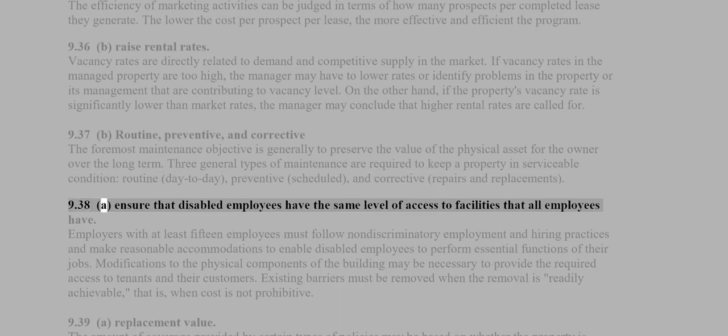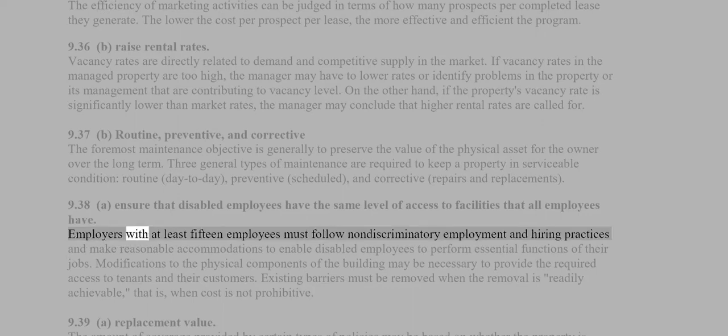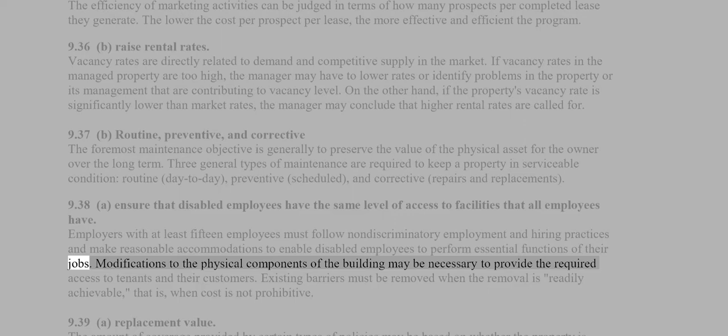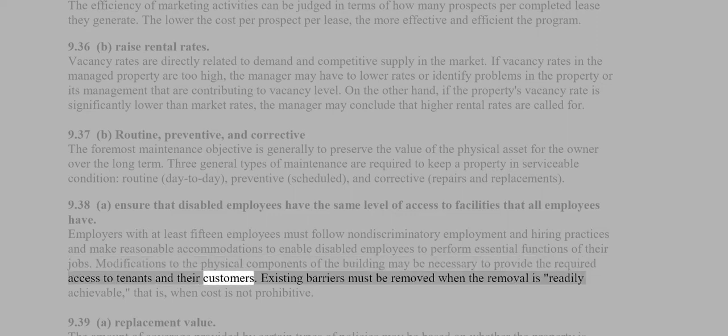9.38 a. Ensure that disabled employees have the same level of access to facilities that all employees have. Employers with at least 15 employees must follow non-discriminatory employment and hiring practices and make reasonable accommodations to enable disabled employees to perform essential functions of their jobs. Modifications to the physical components of the building may be necessary to provide the required access to tenants and their customers. Existing barriers must be removed when the removal is readily achievable, that is, when cost is not prohibitive.